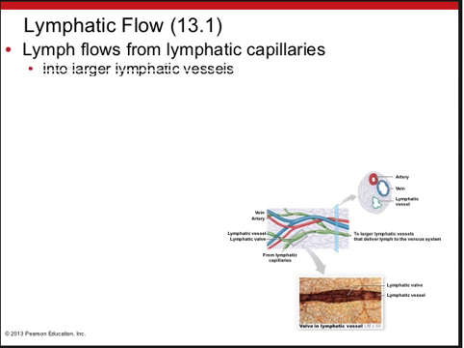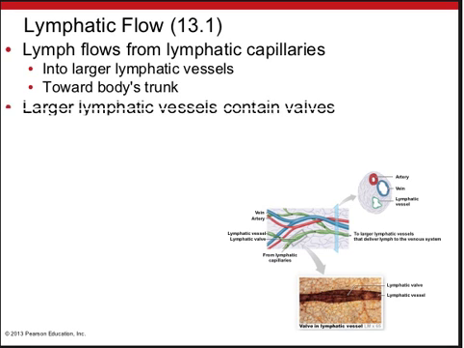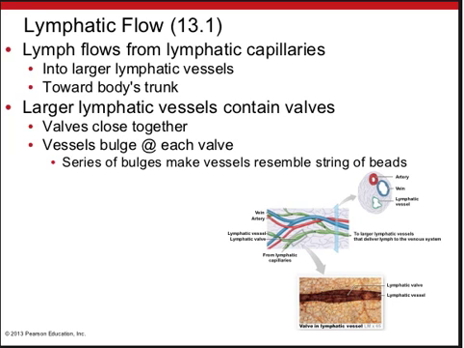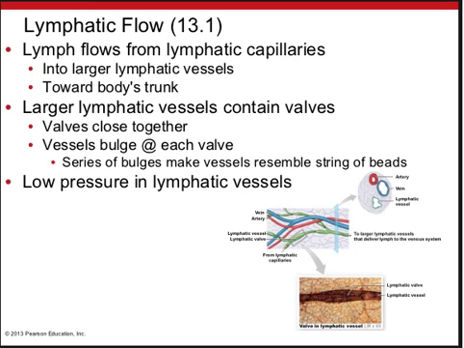Lymph flows from lymphatic capillaries into lymphatic vessels towards the body's trunk. Larger lymphatic vessels contain valves that are close together. The vessels bulge at each valve. A series of bulges makes the vessels resemble a string of beads if you look at it under microscopic section. And so you can see here what that looks like.